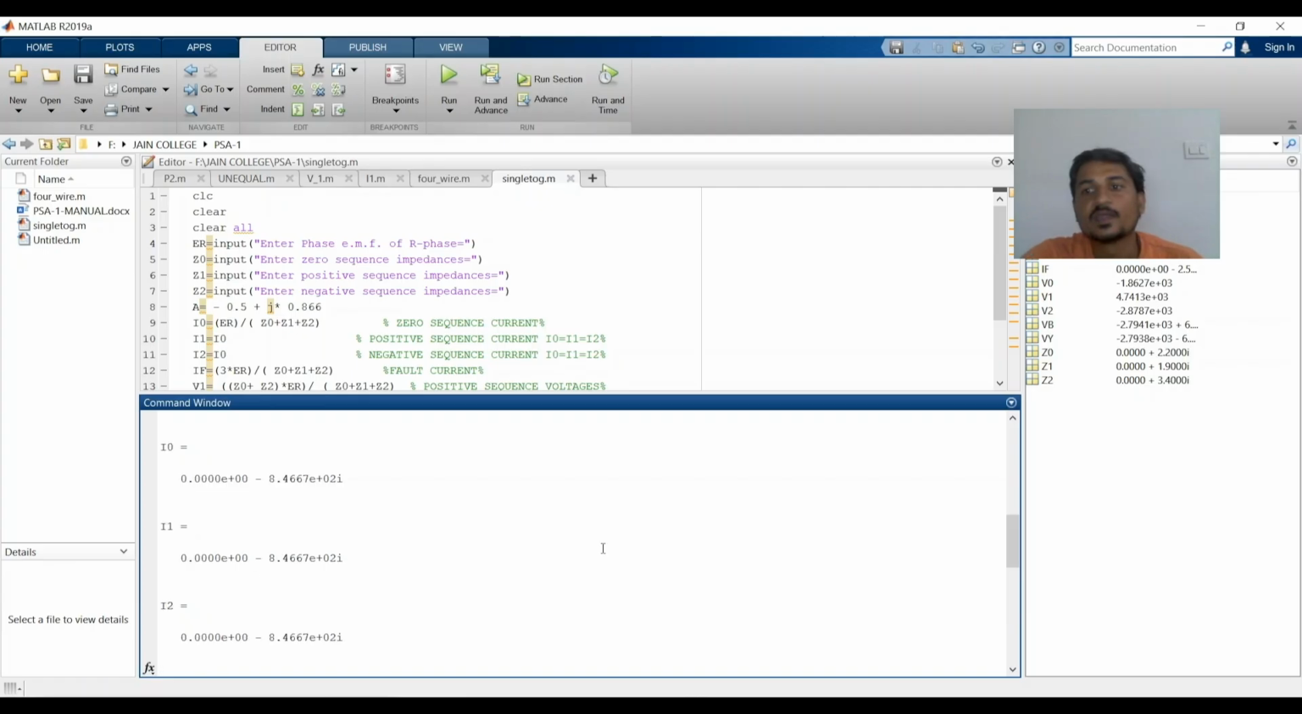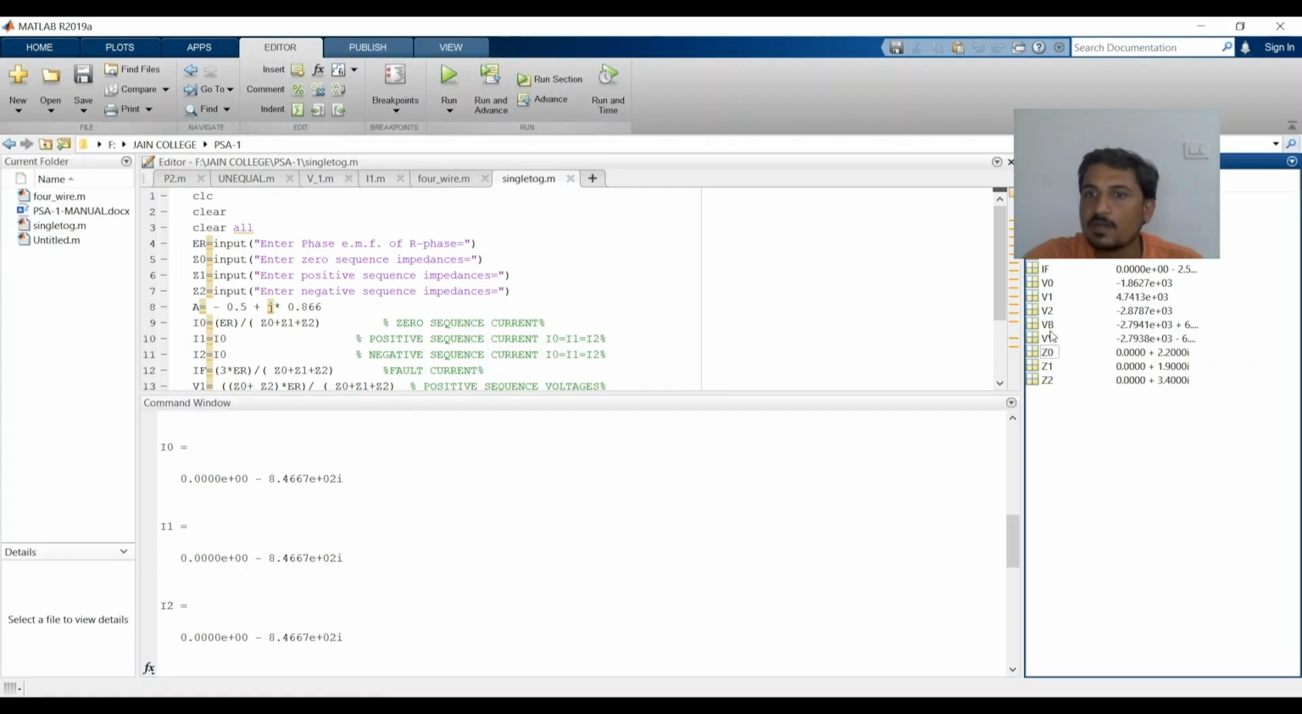Here in the workspace also we can fetch the values of Z0, Z1 and Z2. That's what we have inputted. The value of ER is 6350, which is the value that we have inputted, and the value of A is also constant. From I0 to Vy are the calculated values, and they are represented in the workspace along with the command window. If you have any doubts, please do comment below. We'll stay connected.